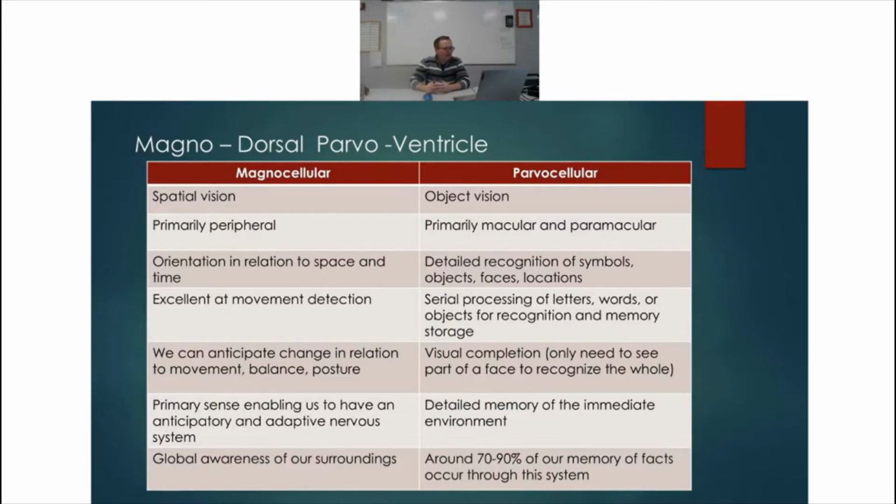Through the magnocellular, we can anticipate change in relation to movement, balanced posture. It's the primary sense in having us be anticipatory and adaptive nervous systems. It gives us the global awareness of our surroundings. And that global awareness, that's the key point. That's what I want us to get. Because when we go into this, the whole goal is to have that optic chiasm and have that peripheral pathway and that central pathway communicating, both of them, to where they need to within the brain. So waking that brain up and defeating the suppression that's causing them to only have part of the information.